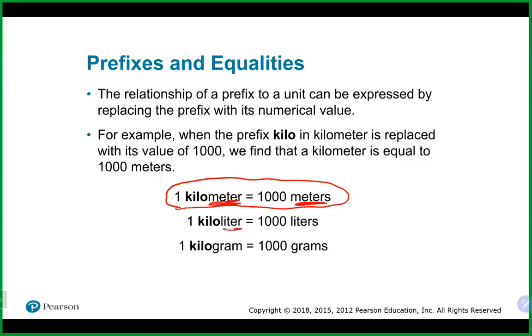But if you change it to kiloliters and liters, it is the same relationship. 1 kiloliter would be 1,000 liters. If you did kilogram, where gram is the base unit, 1 kilogram would be 1,000 grams. So we can use these conversions for any base unit. Works the same way as to how we would use it.